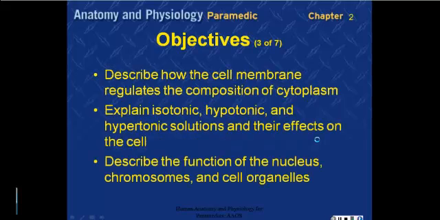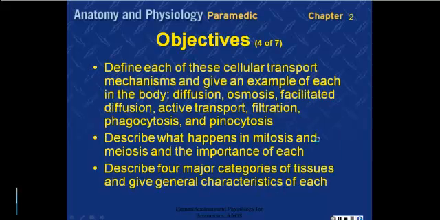We're also going to describe how the cell membrane regulates the composition of cytoplasm, explain isotonic, hypotonic, and hypertonic solutions and their effects on the cell, describe the function of the nucleus, chromosomes, and cell organelles. We're going to define each of these cellular transport mechanisms and give an example of each in the body: diffusion, osmosis, facilitated diffusion, active transport, filtration, phagocytosis, and pinocytosis. We're also going to describe what happens in mitosis and meiosis and the importance of each.